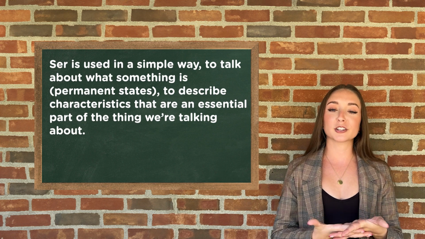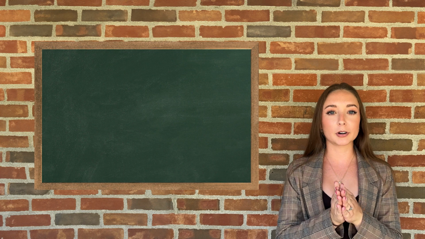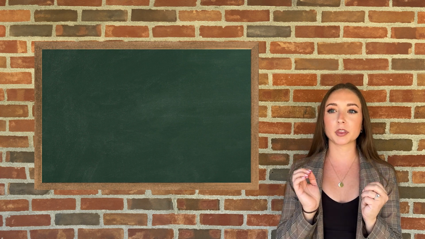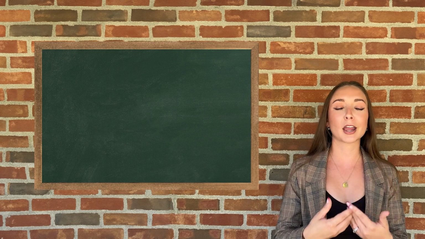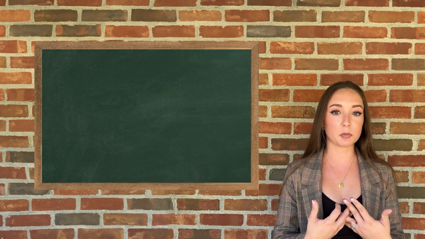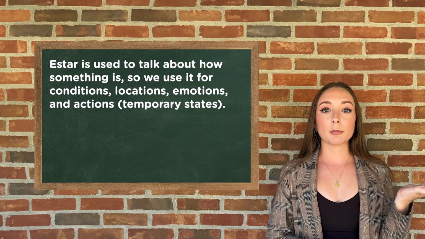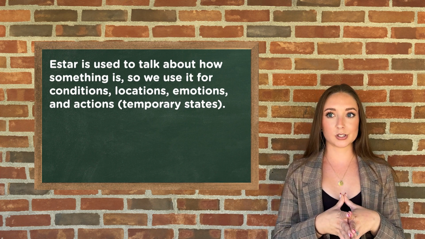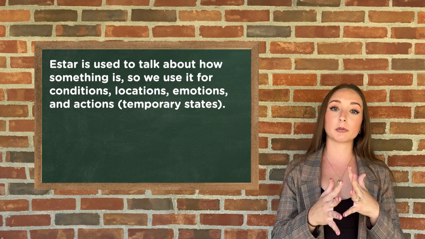A lot of times people like to use the verb ser to talk about permanent states, but I want us to not necessarily think about that, but think about it's used to describe what something is, an essential characteristic to the thing or person we are describing. So therefore with estar, we use it to describe how something is. So conditions, feelings, locations, more temporary states.